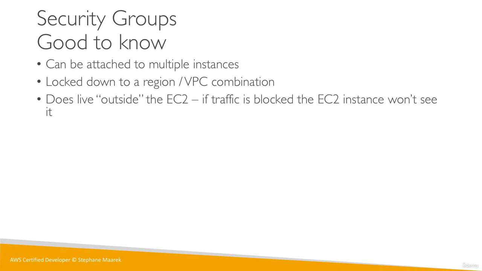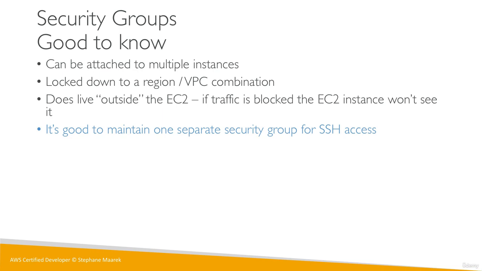The security groups live outside the EC2, so as I said, if the traffic is blocked, the EC2 instance won't even see it. It's not like an application running on EC2, it's really a firewall outside your EC2 instance. And just some advice from developer to developer, it's good to maintain one separate security group just for SSH access.